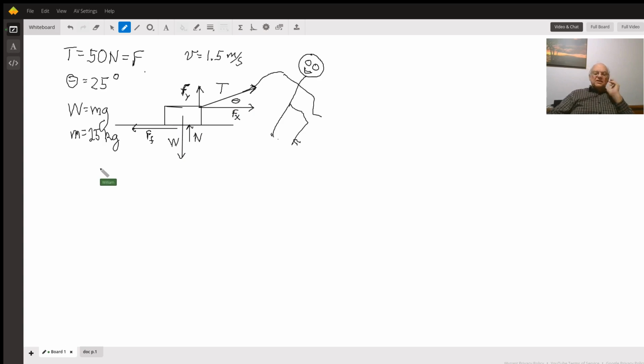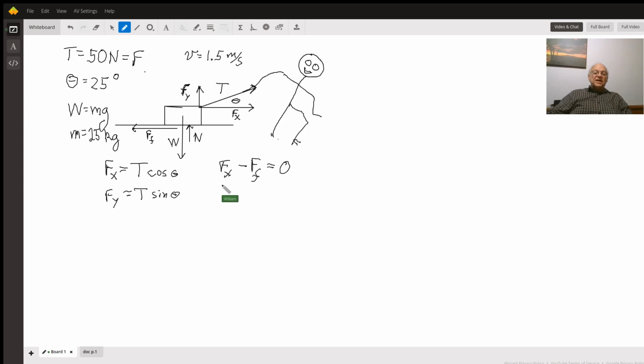So what's the whole purpose of this? I can divide it into two equations. F of x equals T cosine of theta, that's the tension of the rope, and F of y equals T sine of theta. And we know also that F of x and the force of friction balance out, so there is no acceleration because the speed is constant.